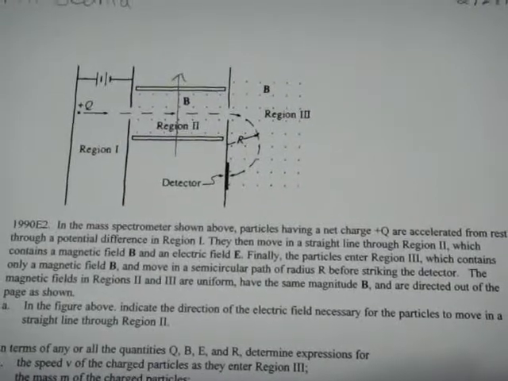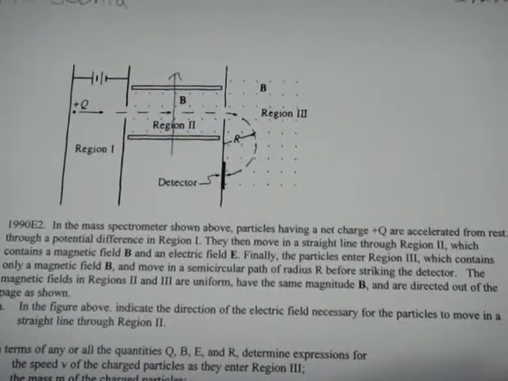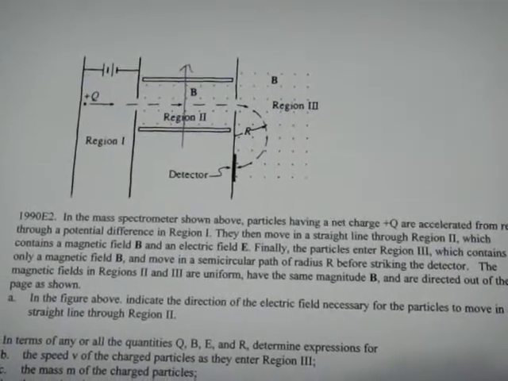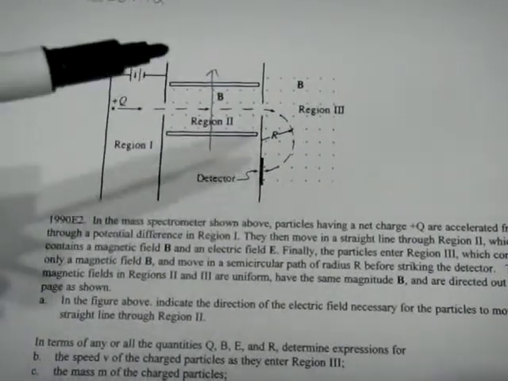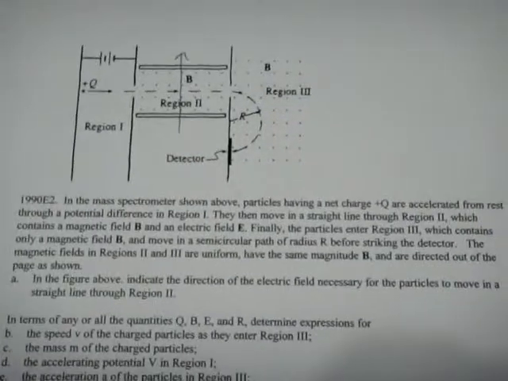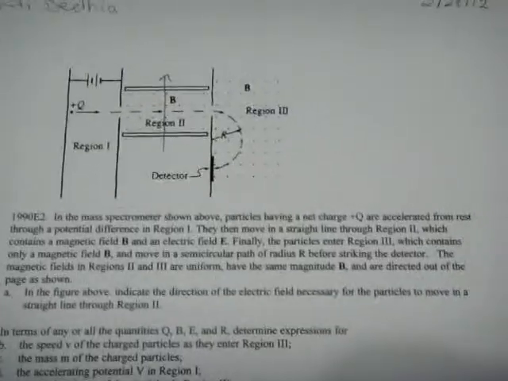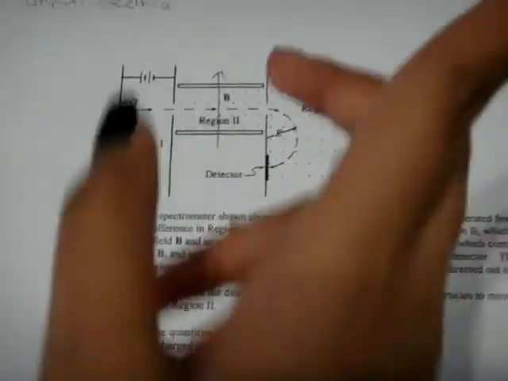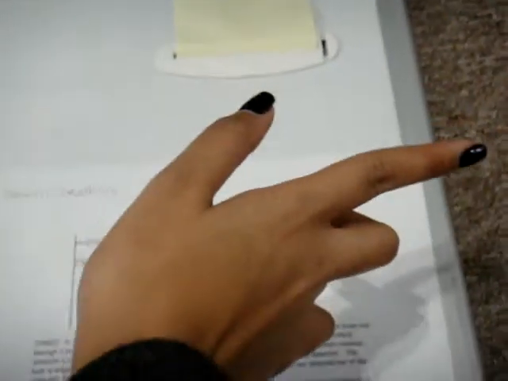Part A. In the figure above, indicate the direction of the electric field necessary for the particles to move in a straight line through region 2. Okay, so the direction of the electric field is to the top, as you can see on the paper. The reason why can be shown by the right-hand rule, and I will show you right now. So they tell you that the particles are moving this way, to the right. I'll just show you here.